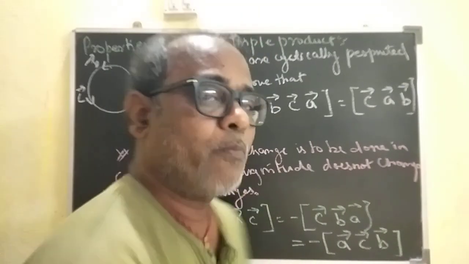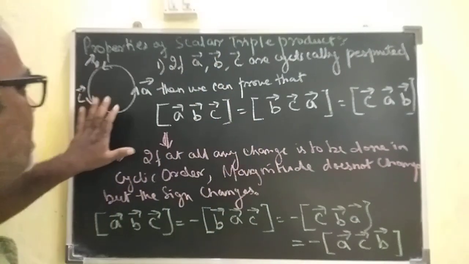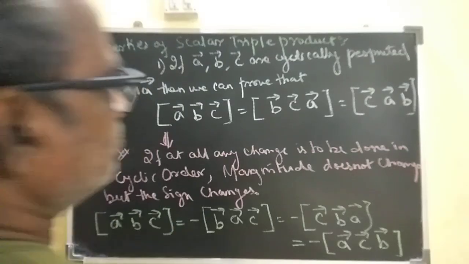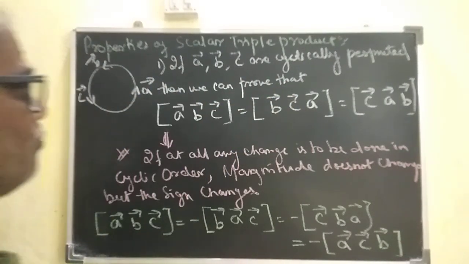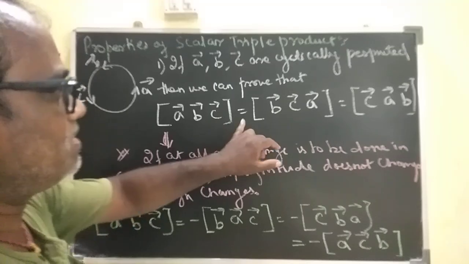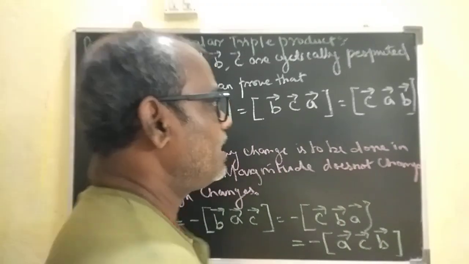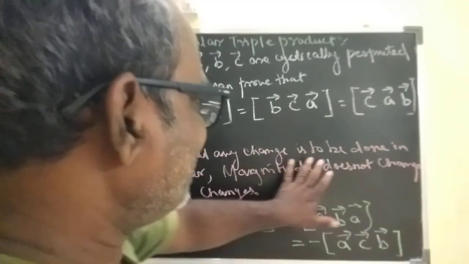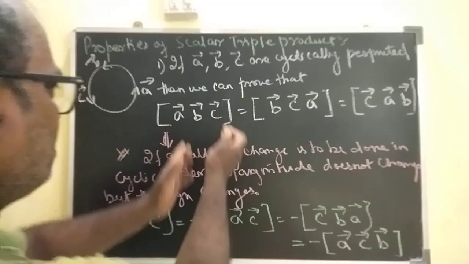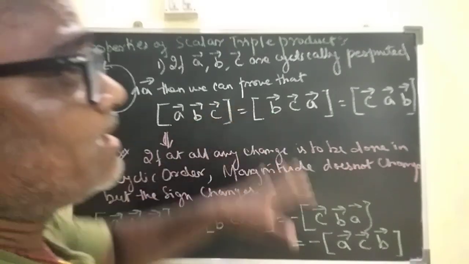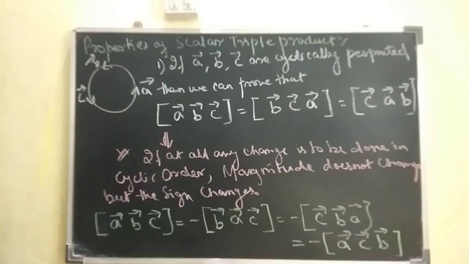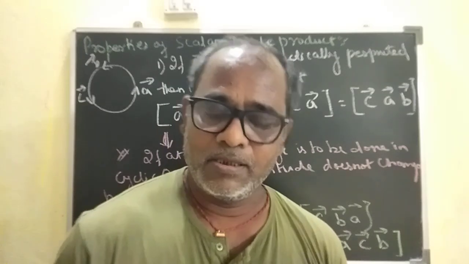Now let us go with a few properties of scalar triple product. Number one is that if the vectors A, B, C are cyclically permuted, then we can prove that the scalar triple product of ABC equals the scalar triple product of BCA equals the scalar triple product of CAB. And if any change is made in the cyclic order of the vectors, then there is no effect on the magnitude, but the sign changes.